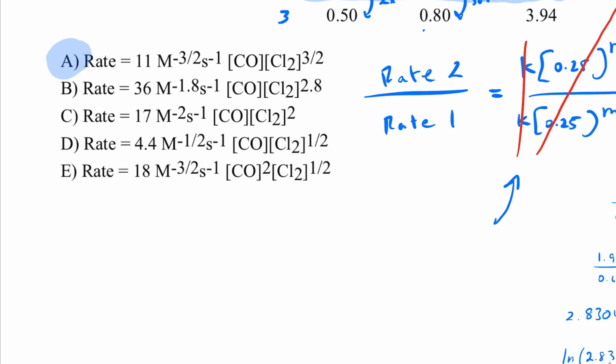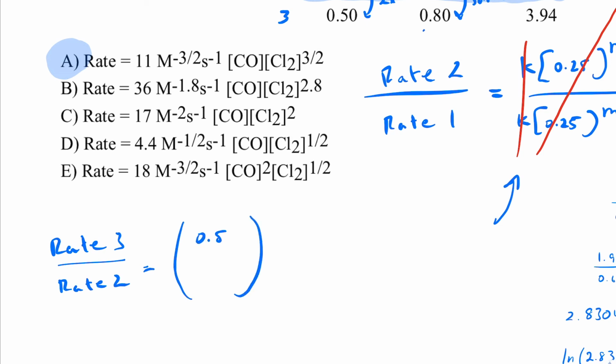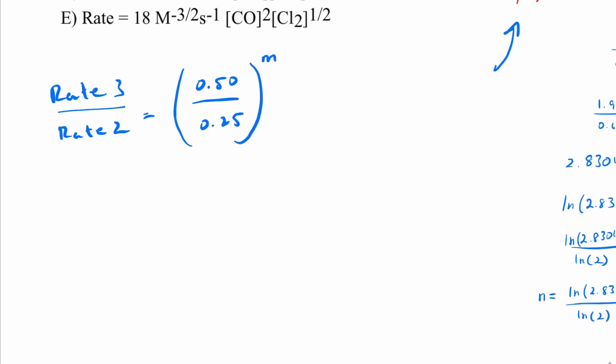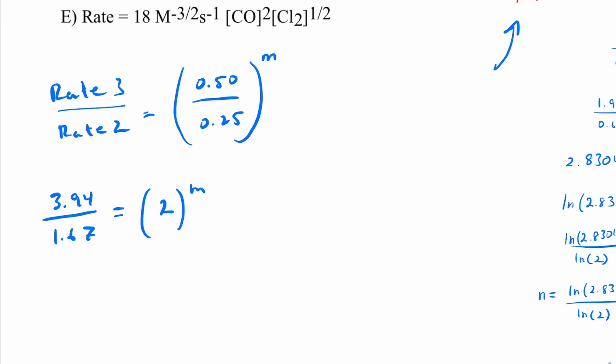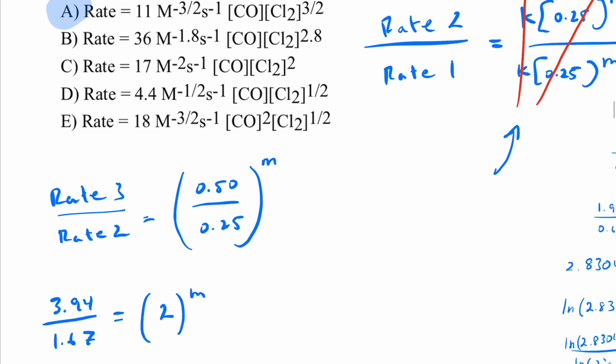So what we get is the rate of 3 over the rate of 2 is equal to the concentrations. I'm just going to put them in the same one. It's going to be 0.50 over 0.25 to the m power. And when we plug in our rates, we're left with 3.94 over 1.67 equals 2 to the m. Well, what happens when you divide 3.94 by 1.67? You get 1.97.